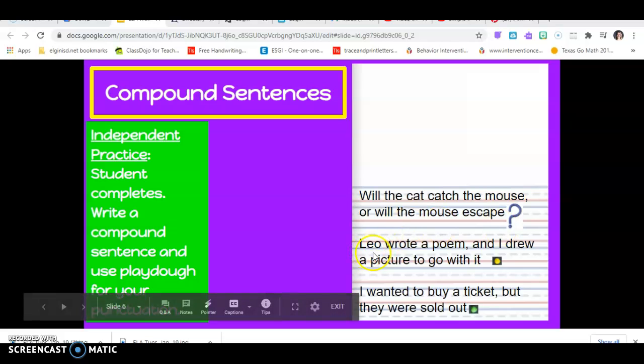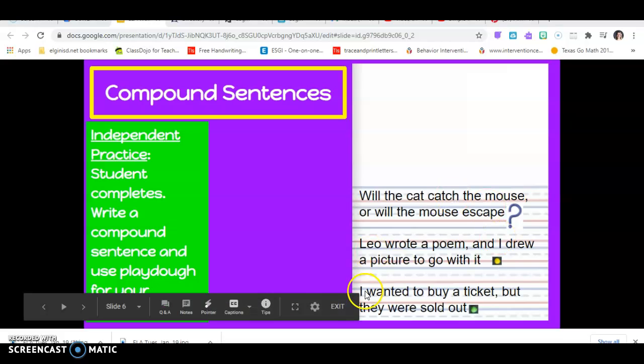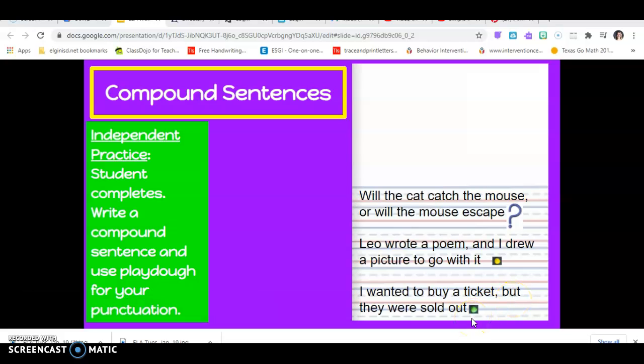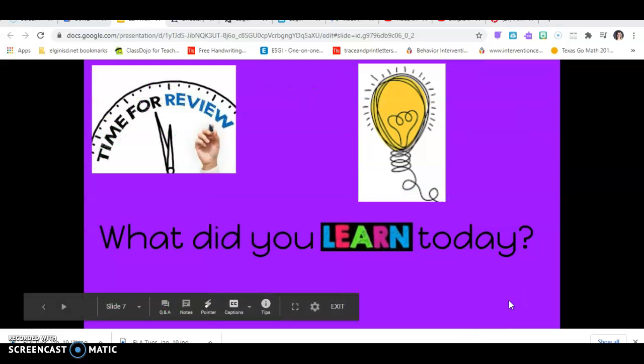So then write this sentence. Leo wrote a poem, comma, and I drew a picture to go with it. What are you going to put at the end of that sentence? A period. That is correct. So make a period out of your Play-Doh and put it at the end of that sentence. Last one. I wanted to buy a ticket, but they were sold out. What do you see at the end of that sentence? Also a period. It's telling you something. So you are going to put your punctuation marks in Play-Doh, take a picture of your sentences, and turn it in to your teacher. What did you learn today?